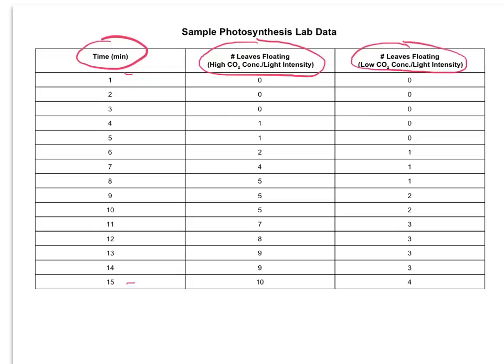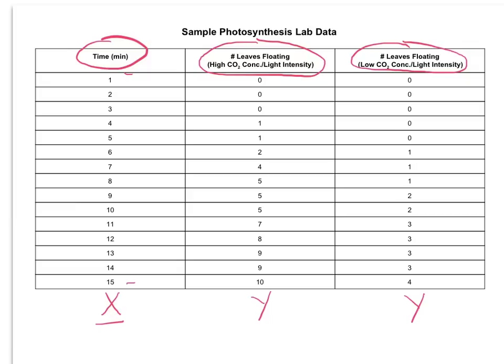Now, what we'd like to do with this data is to begin to graph it. You are actually in your lab report going to have 3 separate graphs. 2 of them are going to come straight from this data. The first graph, the x-axis will be time in minutes, and the y-axis will be number of leaves floating in the high concentration or high light intensity. The second graph will also have time as your x-axis, and it will have the number of leaves floating in low concentration or low intensity as your y-axis.